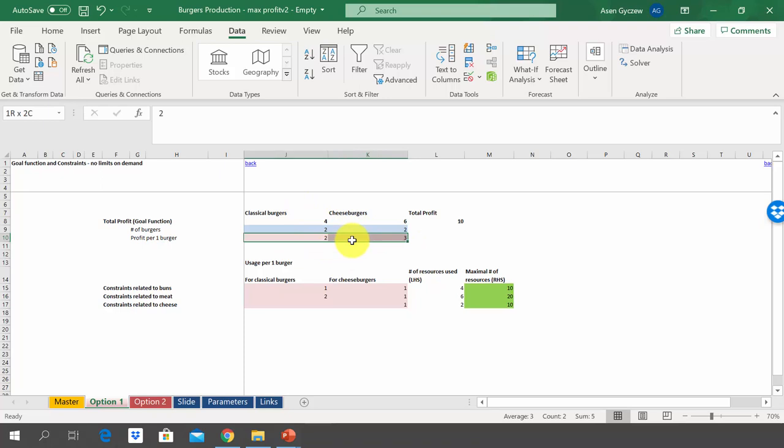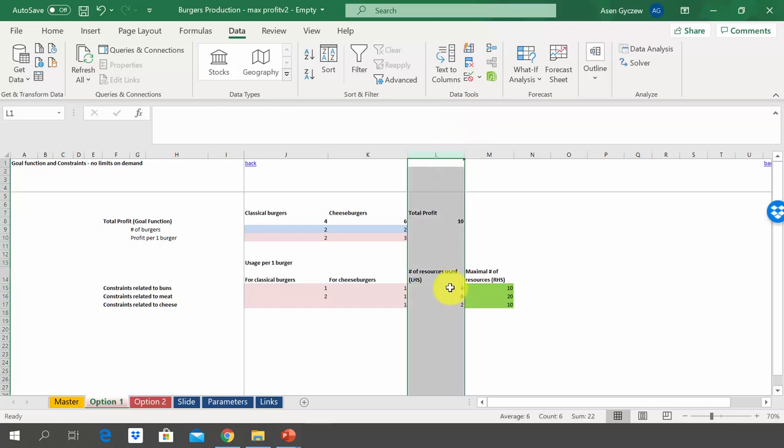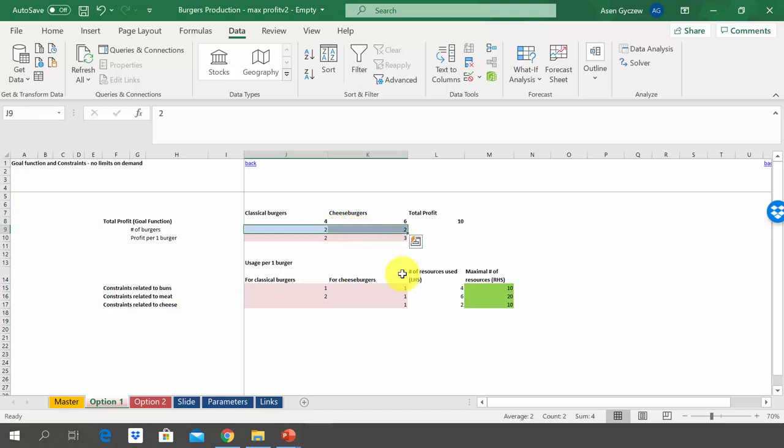Here we've got the ones related to the goal function, and here we've got related to the constraints. In green, we have put the limits on the resources that are in the equations related to the constraints on the right-hand side. And here in column L, you've got the left-hand side of the equation. So in this way, we have reflected the equation's logic in Excel. Obviously, here we don't have Z and Y, but we have specific numbers. So that's in short, let's move and see how we can solve this problem using the solver.